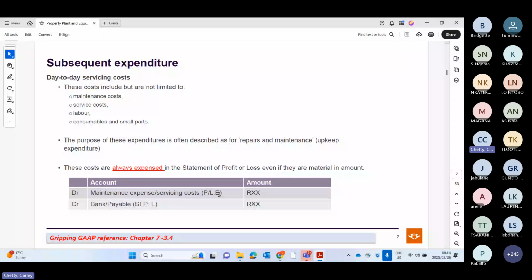It's very important that you show in brackets that this is an expense so that we know where it is going to go. So you're debiting your expense account and then you're going to credit bank or credit payables, depending on how the item is paid for. Depending on whether it's bank or payable, that will determine the element, whether it's an asset or a liability. So from this slide, you need to know that day-to-day servicing costs are always going to be expensed, and this is the journal for these costs: debit the expense account and credit bank or payable.